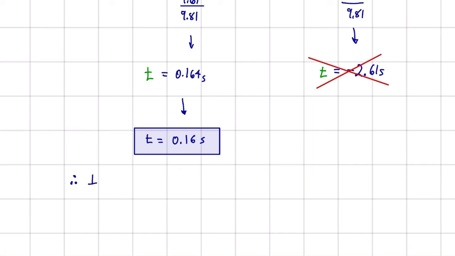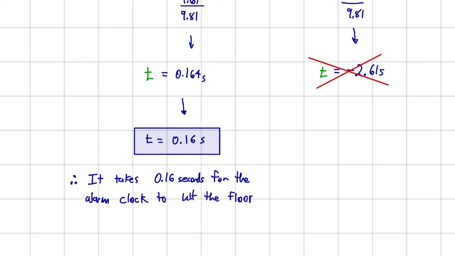Therefore, it takes 0.16 seconds for the alarm clock to hit the floor. And that is our final answer.